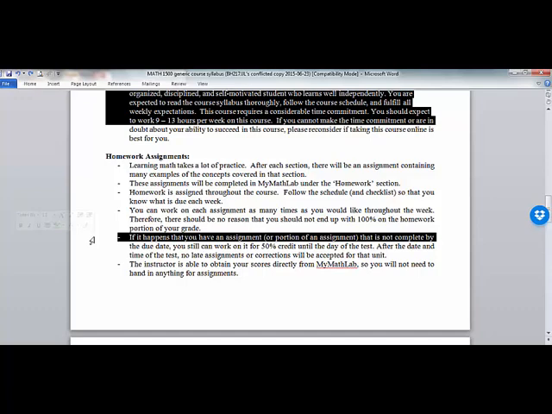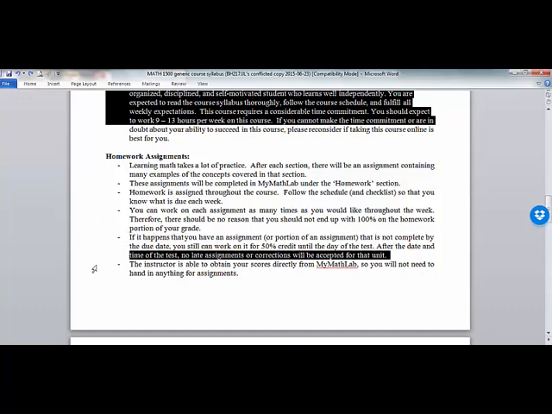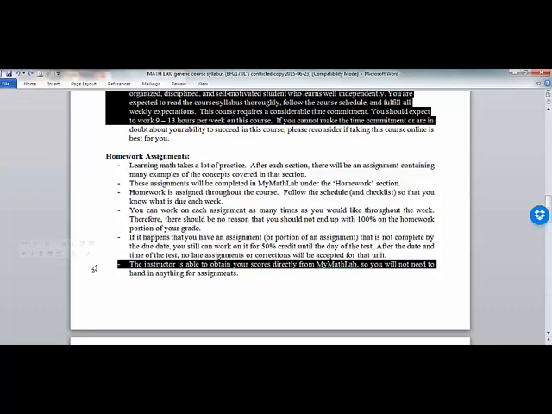If it happens that you have an assignment or a portion of an assignment that is not complete by the due date, you can still work on it for 50% credit until the day of the test. After the date and time of the test, no late assignments or corrections will be accepted for that unit. I am able to obtain your scores directly from MyMathLab, so you do not need to hand anything in for the assignments.